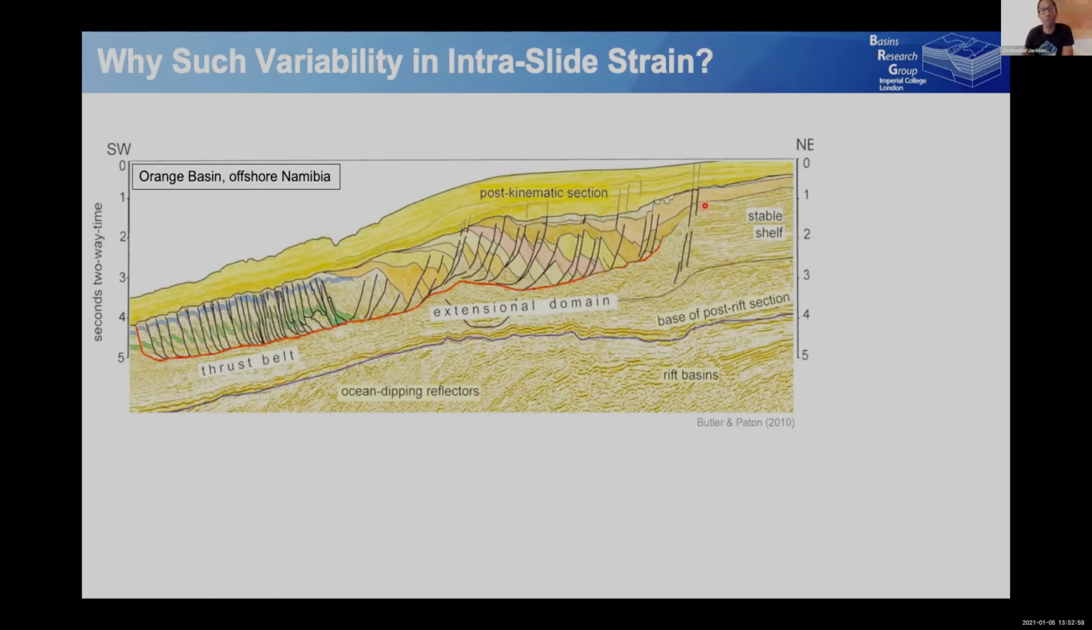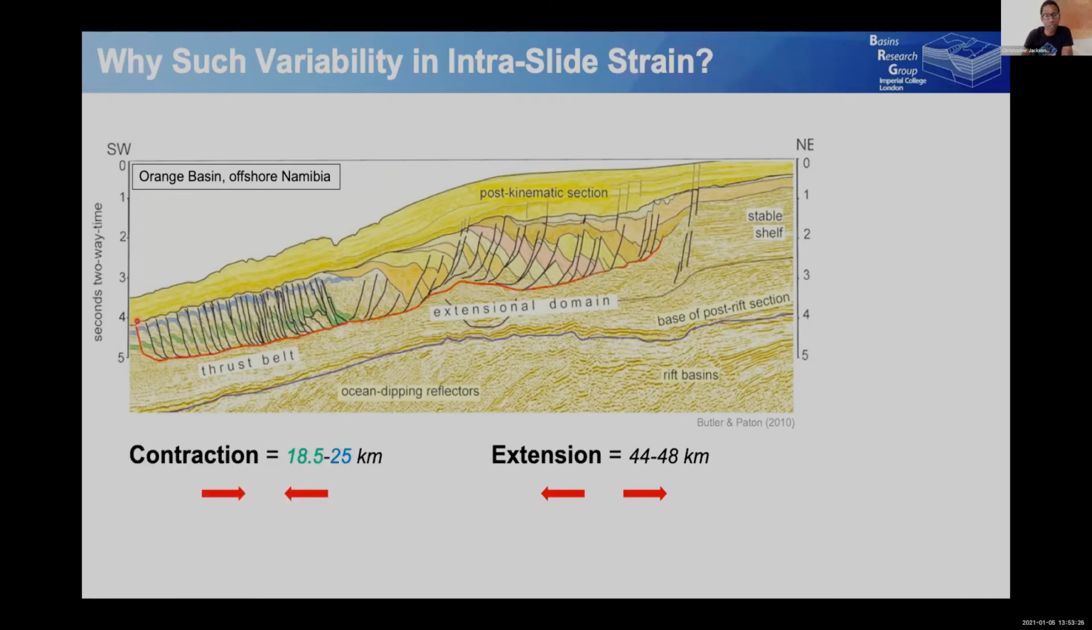This is a massive one on the Orange Basin offshore Namibia. You can see the scale bar in here in two-way time. Here's an area of extension, and it's slipping here on overpressured muds, and here's this domain of contraction down dip. And Butler and Payton did a similar exercise to what we did. They measured the amount of extension up dip and saw it was around about 44 to 48 kilometers. And they also looked at the magnitude of contraction down here and saw it was between 18.5 and 25. Critically, the reason I've colored these green and blue is because the amount of contraction at the lower level was less than at the upper level.